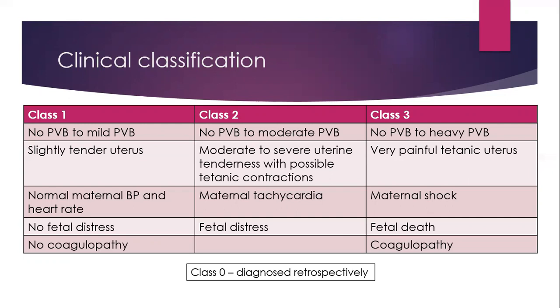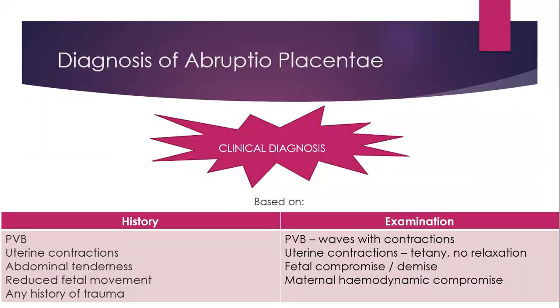The class 0 is the ones that are diagnosed retrospectively. These are the patients that you have an elective Caesar booked, you take, for whatever reason, your patient to theatre, you do the Caesar, and then you pick up the retroplacental clot, a mottling on the uterus, or any of those signs, and these are your class 0 placental abruptions. These are difficult to determine exactly when the abruption happened, because sometimes it can be a concealed abruption that is not significant, that has sealed itself off, and the rest of the placenta can still provide significant support to the fetus.